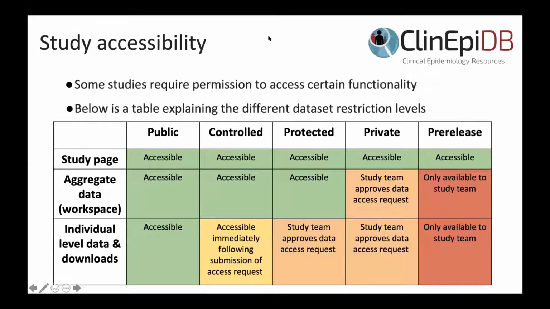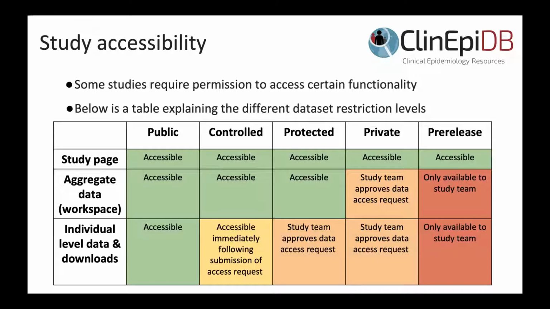So I know in our group, people have already noticed that studies have different levels of accessibility, and those permissions determine what functionality you're allowed to access. Some of our studies are public, which means that it's very easy. You can access the study page, the aggregate data, and you can even go in and download the data itself.